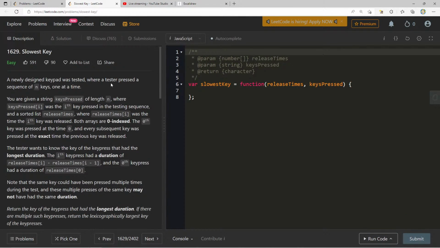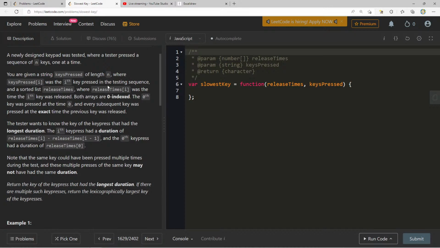Slowest key. We have a boatload of text here. So let's see what we can do. A newly designed keypad was tested, where a tester pressed a sequence of n keys one at a time. You're given a string keysPressed of length n, where keysPressed[i] was the ith key pressed in the testing sequence, and a sorted list releaseTimes where releaseTimes[i] was the time the ith key was released. Both arrays are 0-indexed. The 0th key was pressed at time 0, and every subsequent key was pressed at the exact time the previous key was released. The tester wants to know the key of the key press that had the longest duration.